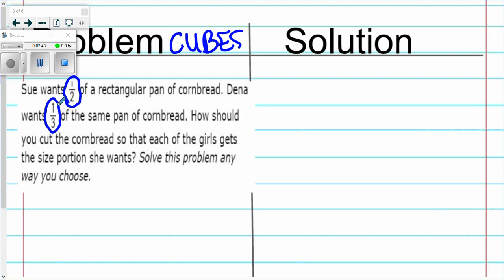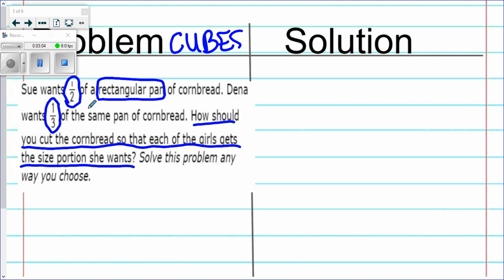A couple of key words or things that we need to underline are how should we cut the cornbread so that each of the girls gets the size portion that she wants, so that Sue gets 1/2 and Dina gets 1/3 of the same cornbread. I need to know that these are in a rectangular pan and that this one's the same pan, so the pans are the same size. And then I also want to put myself in this. So let's say that myself and Mrs. Tim were going to cut up this pan of cornbread and I wanted 1/2 and she wanted 1/3. So I have to think about in the real world, how would I actually figure that out?